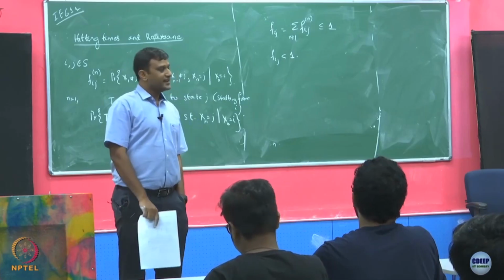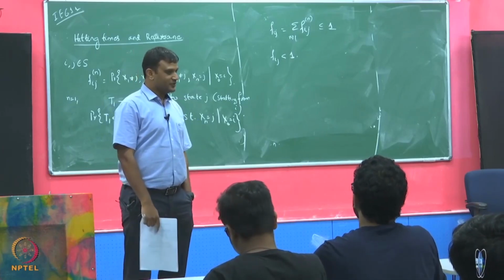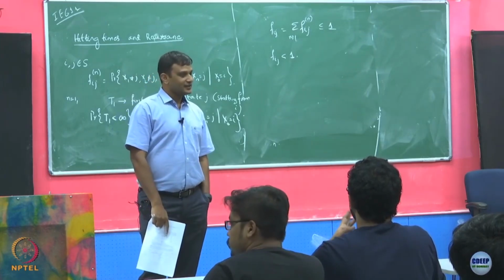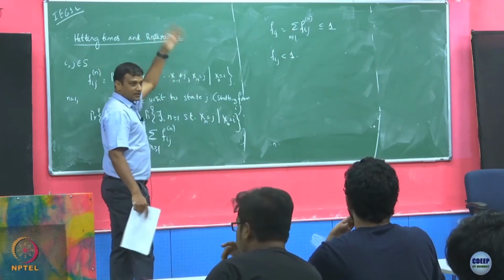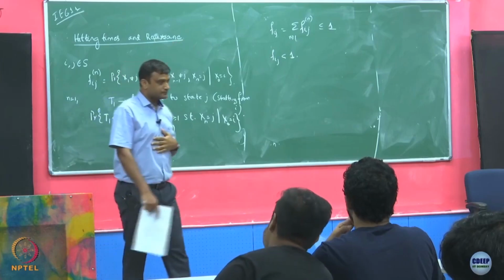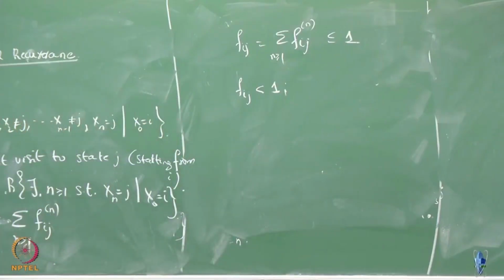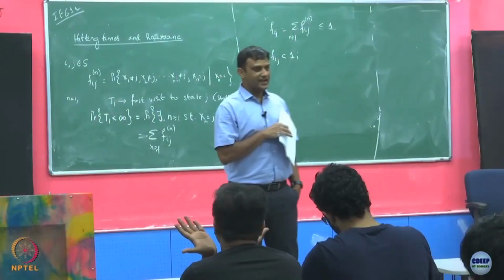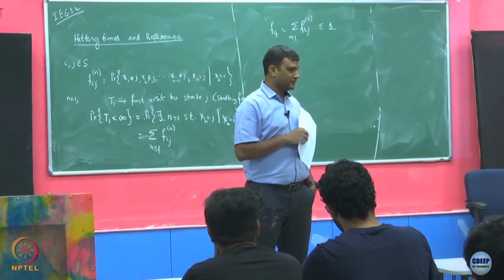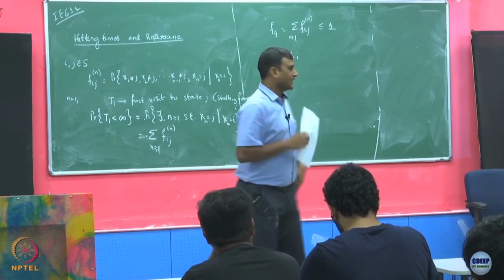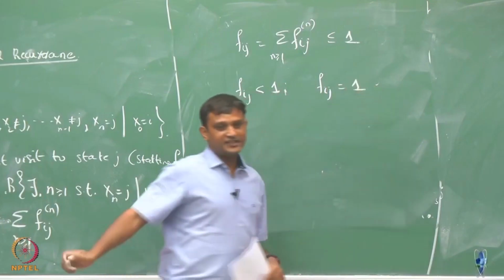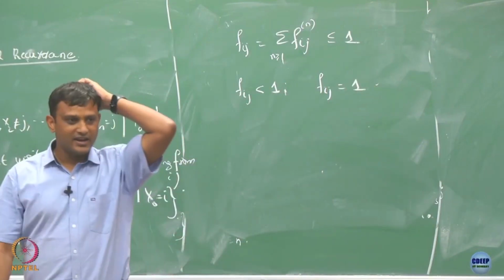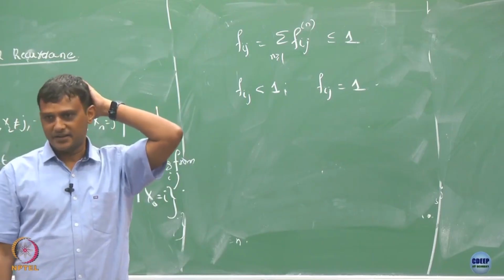So Fij strictly less than 1 means there is a possibility that when I start from state i, I will never come back to state j. That is why we are calling it hitting time and recurrence, whether this is happening or not. Suppose Fij is less than 1, there is a positive probability that if I start from state i, I will never hit state j again. And if Fij is equal to 1, what does this mean? I will come back to state j starting from i in finite steps.